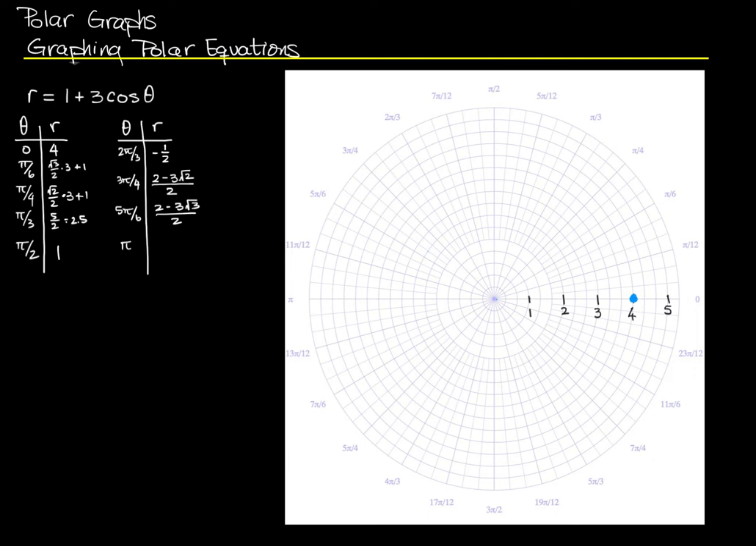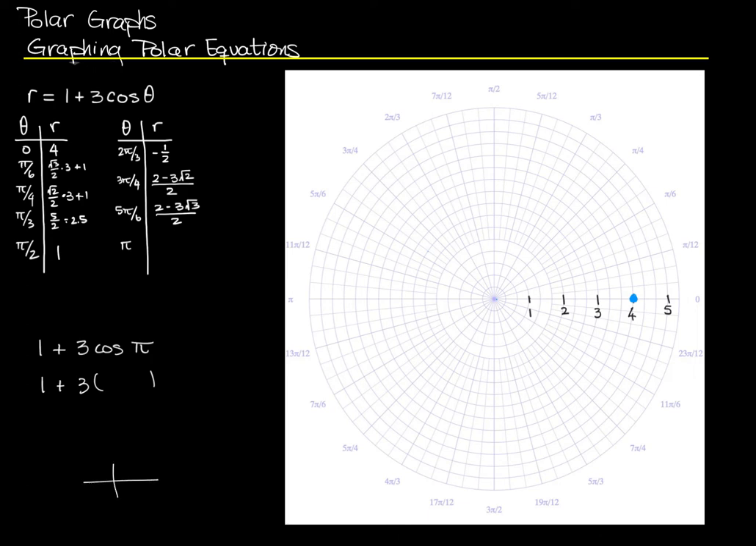I have 1 plus 3 times the cosine of an angle. That angle this time happens to be pi. 1 plus 3 times, what is the cosine of pi?